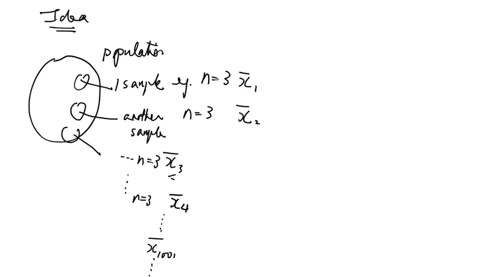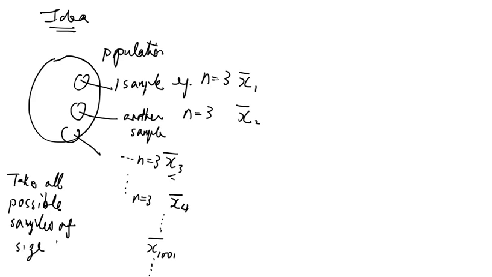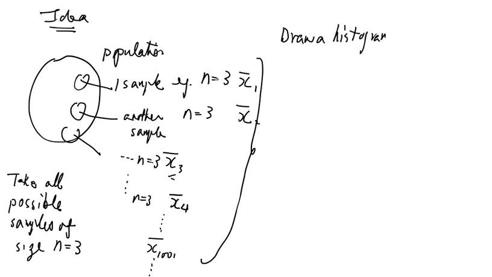So mathematically, we say that you take all possible samples of size n, which is 3. So you keep taking many samples. So you have many sample means. Once you have all these numbers, meaning all these sample means, then you can draw a histogram of all these sample means.